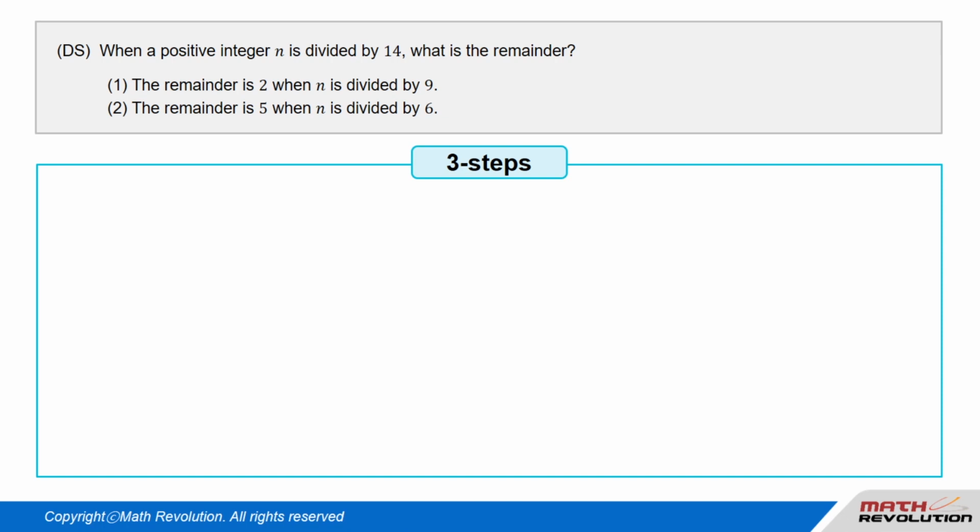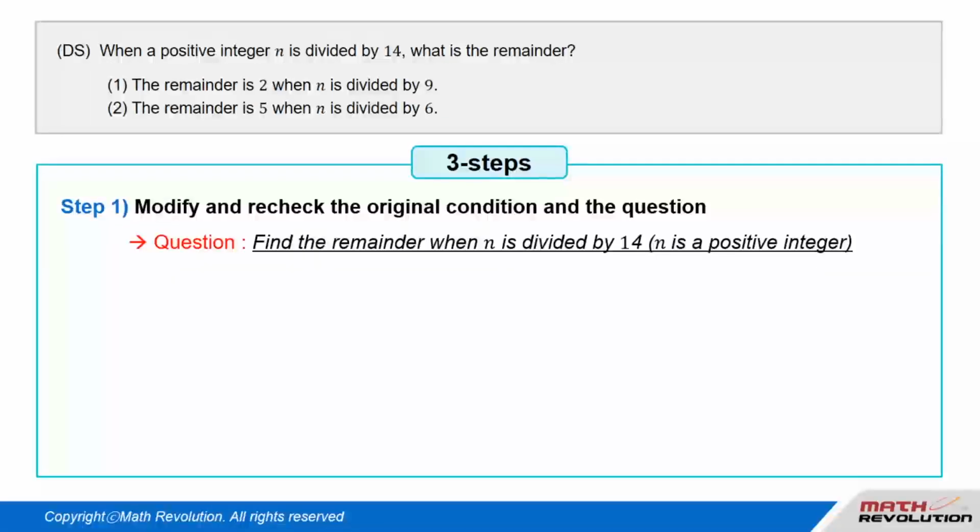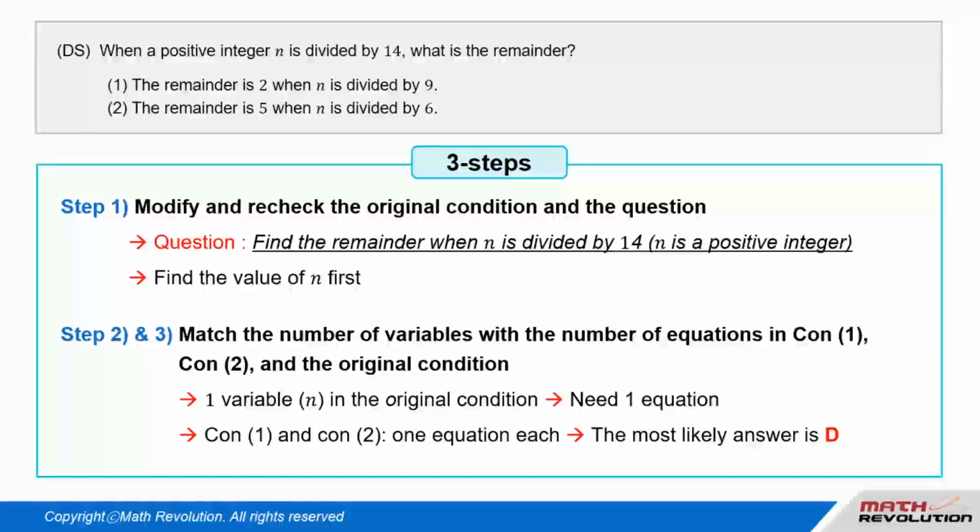Let's apply 3 steps of variable approach. Let us follow the first step of the variable approach by modifying and rechecking the original condition and the question. We are required to find the remainder when a positive integer n is divided by 14. Now we have to find the value of n first. Follow the second and the third steps.